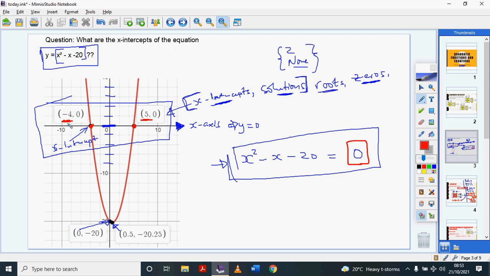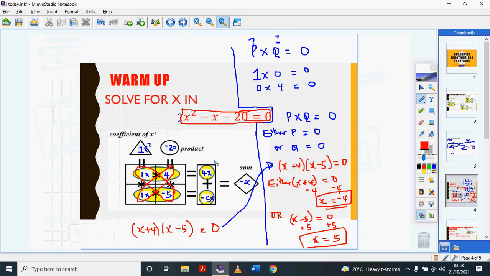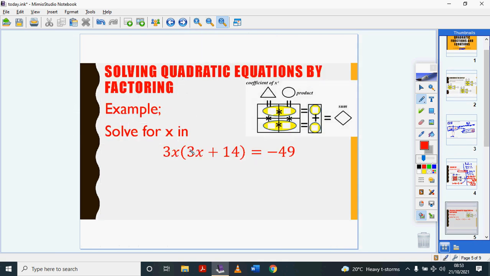You can also find x-intercepts by solving, which is what we have just done here to find these x-intercepts. Alright, let's look at another example. Now, one key idea when you're solving for this and trying to find the x-intercepts is that you need to make sure that your equation is equal to 0. So this equation that I have here is not equal to 0.